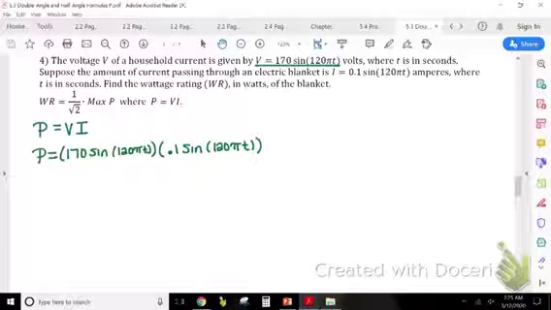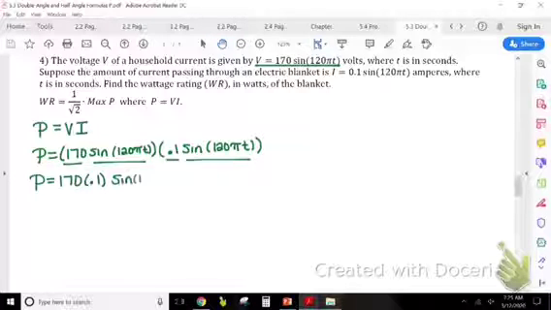And can we multiply those? No, we can't do that. But what we can do, because this is all multiplication, right? This is 170 times sine of this times 0.1 times sine of that, isn't it? So I'm just going to group them here. I'm going to put my numbers first. So 170 times 0.1, and then my sines. So I have sine of 120 pi t times itself.